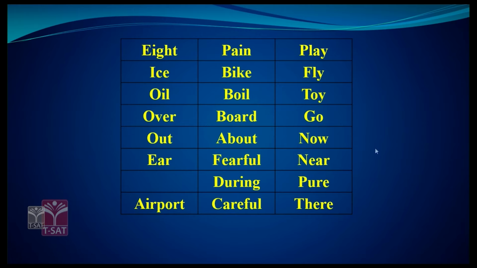We can have some practice. A as in 8, pain, play. I as in ice, bike, fly. Oi as in oil, boil, toy. O as in over, board, go. Ow as in out, about, now. Ear as in ear, fearful, near. Ua as in during and pure. Air as in airport, careful and there.